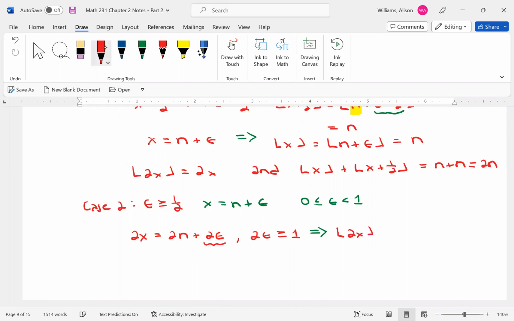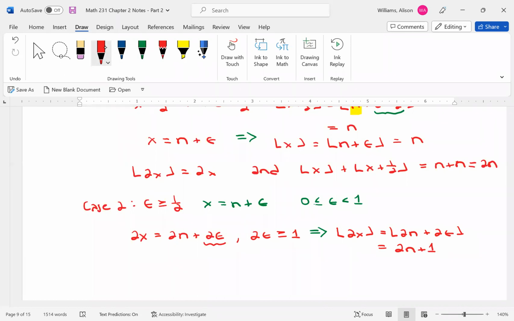So this is going to end up being too big to say that it's 2n. It's going to end up being 2n plus 1, the next integer up. This is going to bump it up into the next bracket.